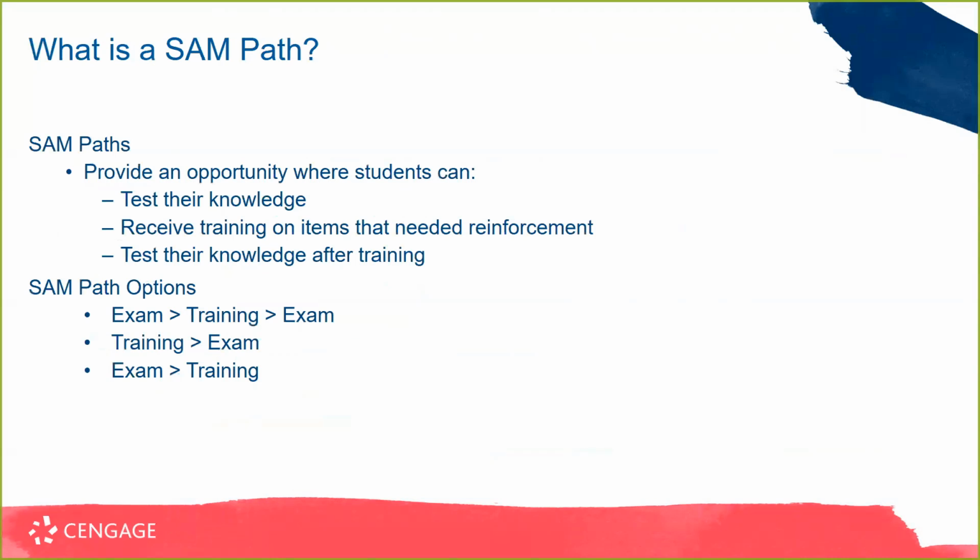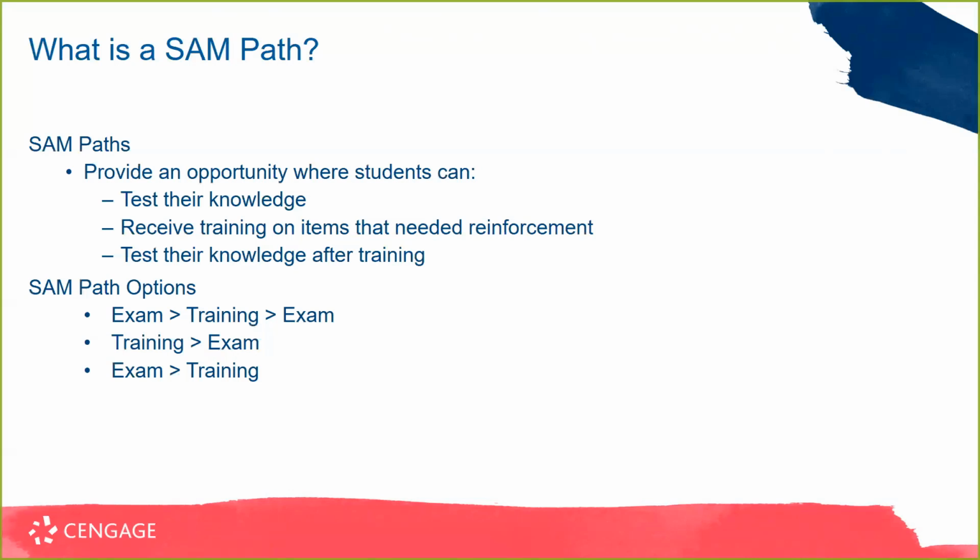So what is a SAMPath? First and foremost, it is a self-defined path that you can create so your students can determine their level of knowledge either prior to or after an instruction on a specific topic or module. It gives the student the opportunity to test their knowledge, complete detailed training on any areas requiring reinforcement, and then also test them again, providing them the opportunity to show they have mastered that content.